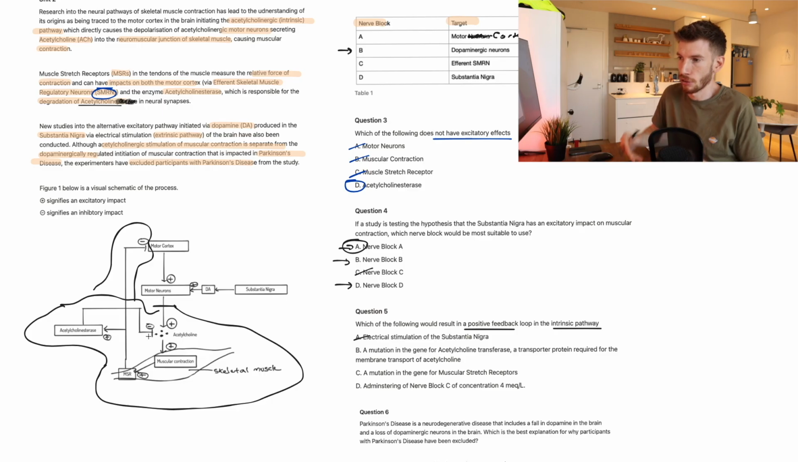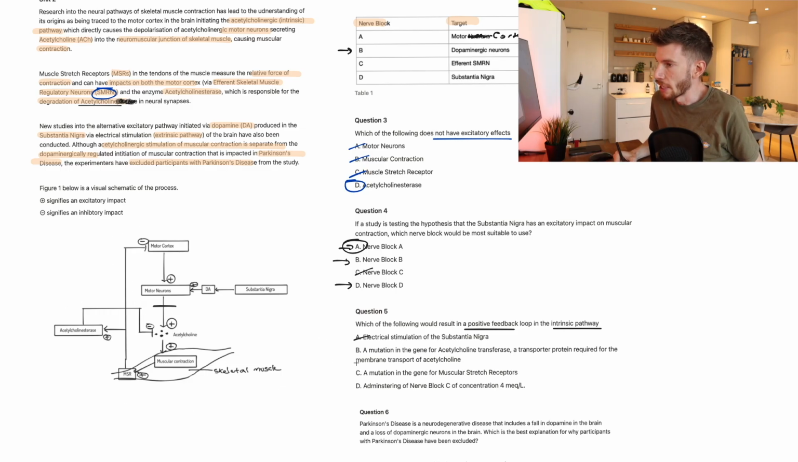And so even though it's blocked all of the inhibitory pathways, it hasn't actually created a positive feedback loop, because there's no positive feedback onto the stimulus in any way. And so B is going to be out.